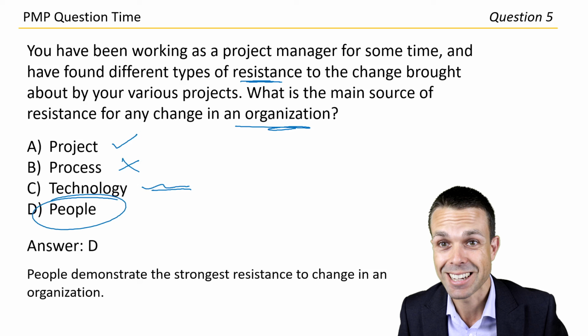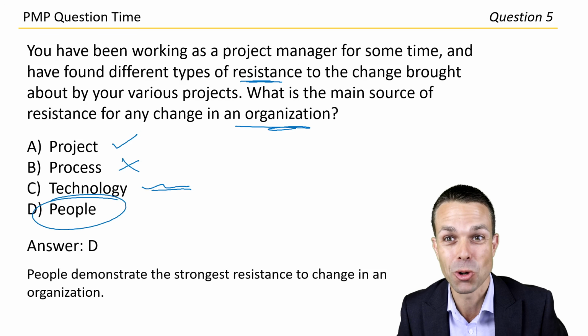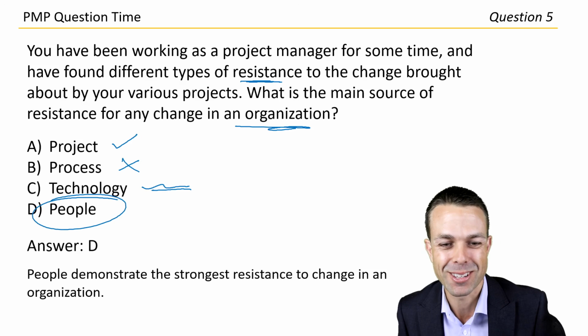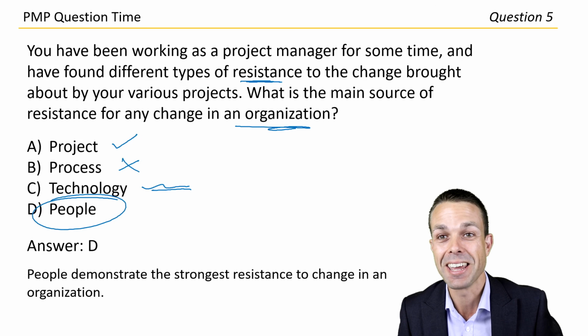D, sorry, I did say D and I wrote it down. You saw me do it. People demonstrate the strongest resistance to change in an organization.